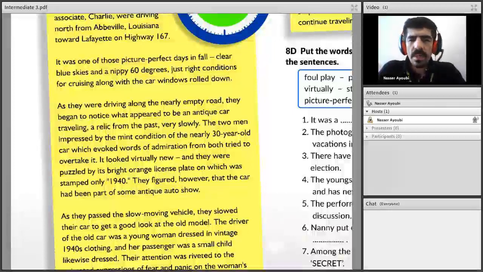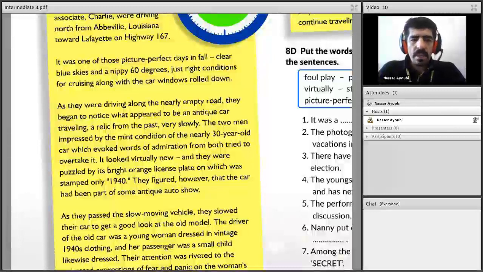It looked virtually new. Virtually here means almost. It looked almost new, and they were puzzled by its bright orange license plate, on which was stamped only 1940. So they were confused because the time was 1969, and on the license plate of the car was written 1940. It referred to 29 years ago.